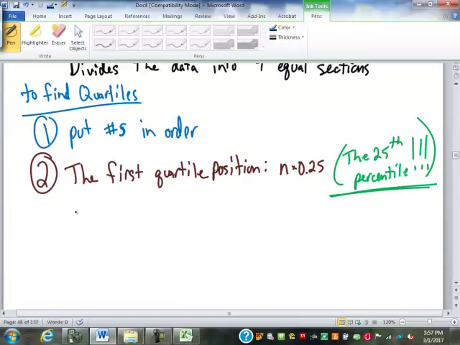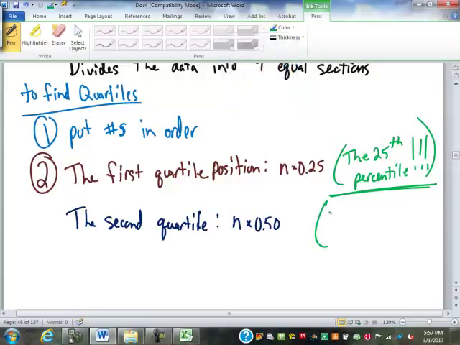For the second quartile, anybody want to guess? Times 0.50. In other words, the 50th percentile. By the way, is there anything else you know of where you take n times 0.5? It's also the median. The median is your 50th percentile. It's also your second quartile.